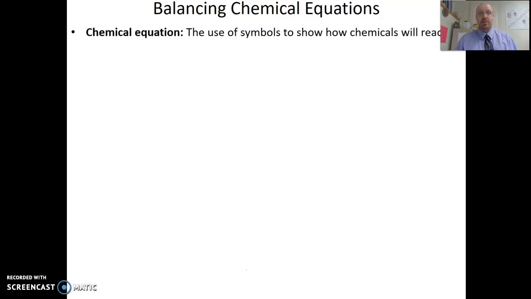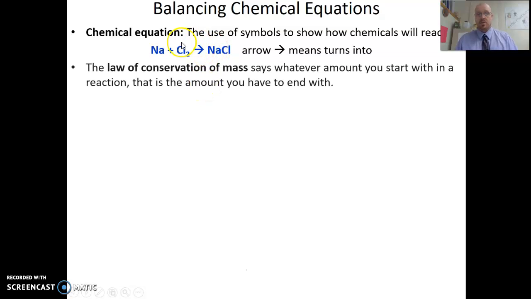First thing we want to talk about is a chemical equation. This is a use of symbols to show how the chemicals react. Again, like I said before, the arrow means turns into, it separates the reactants from the products. Remember, the law of conservation of mass says that whatever amount you start with in a reaction is the amount that you have to end up with, which is why we balance chemical equations.